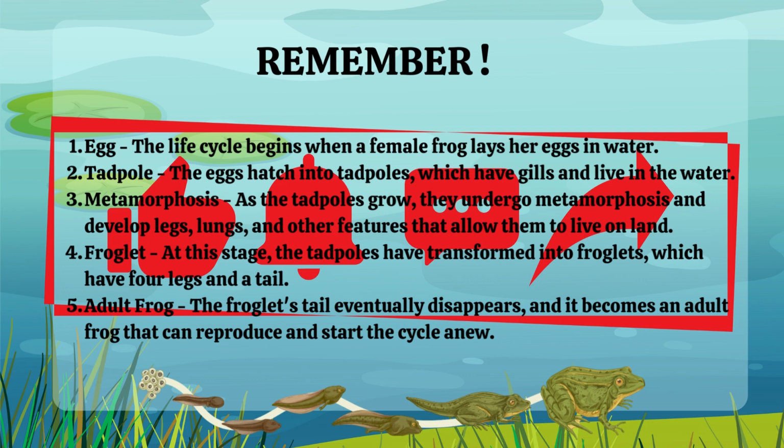Last stage is adult frog. The froglet's tail eventually disappears and it becomes an adult frog that can reproduce and start the cycle anew. This was all about the life cycle of a frog.